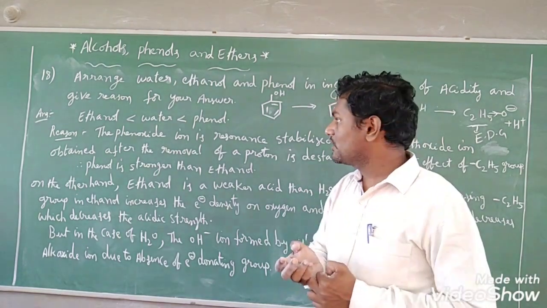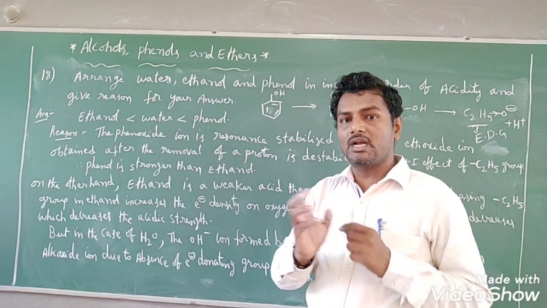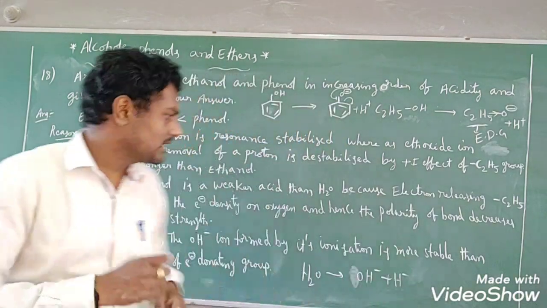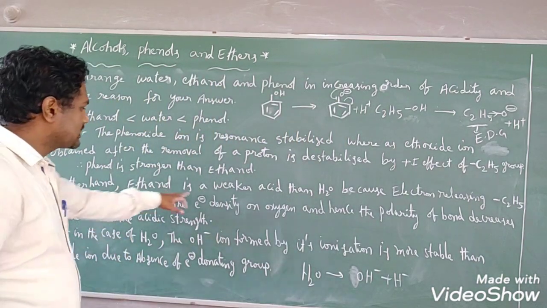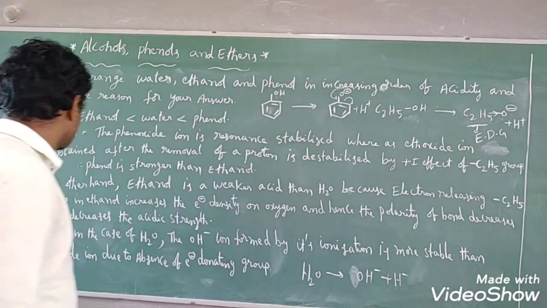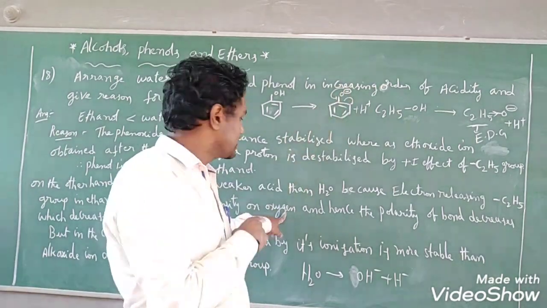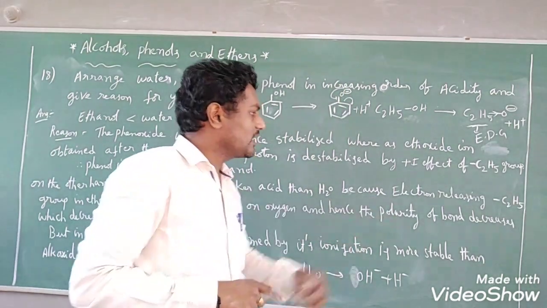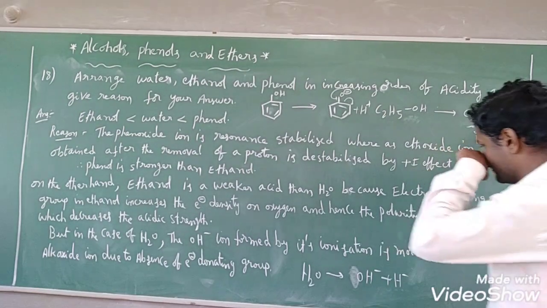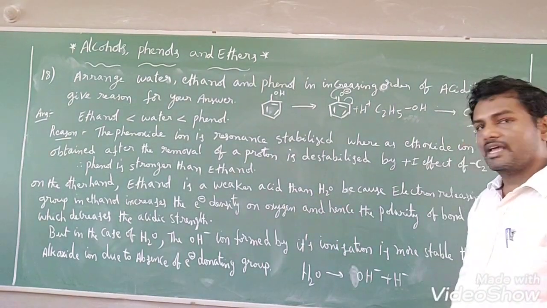What about ethanol and water? If you know about ethanol and water, then we can compare water with phenol also. On the other hand, ethanol is a weaker acid than water. Why? Because the electron releasing C2H5 group in ethanol increases the electron density on oxygen, hence the polarity of the bond decreases. Polarity decreases because the negative charge is increasing here, which decreases the acidic strength, right?